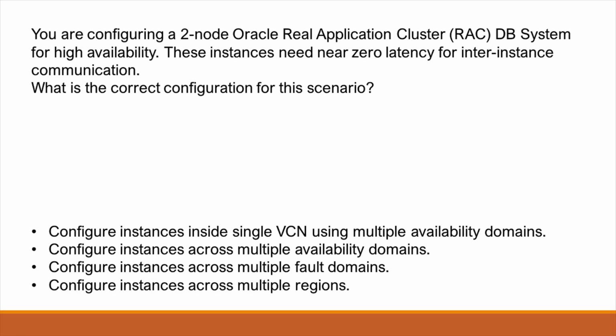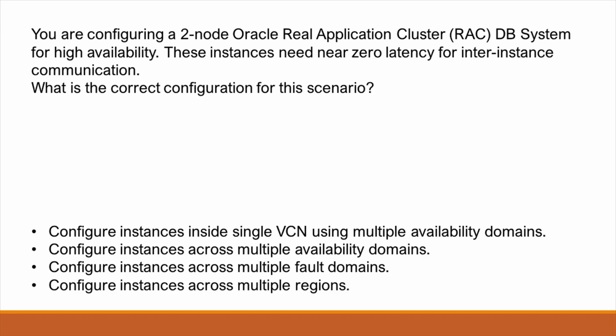Let's talk about this question. You are configuring a 2-node Oracle Real Application Cluster, RAC, DB system for high availability. These instances need near zero latency for inter-instance communication. What is the correct configuration for this scenario? Options we have for this question are: configure instances inside a single VCN using multiple availability domains; configure instances across multiple availability domains; configure instances across multiple fault domains; configure instances across multiple regions.